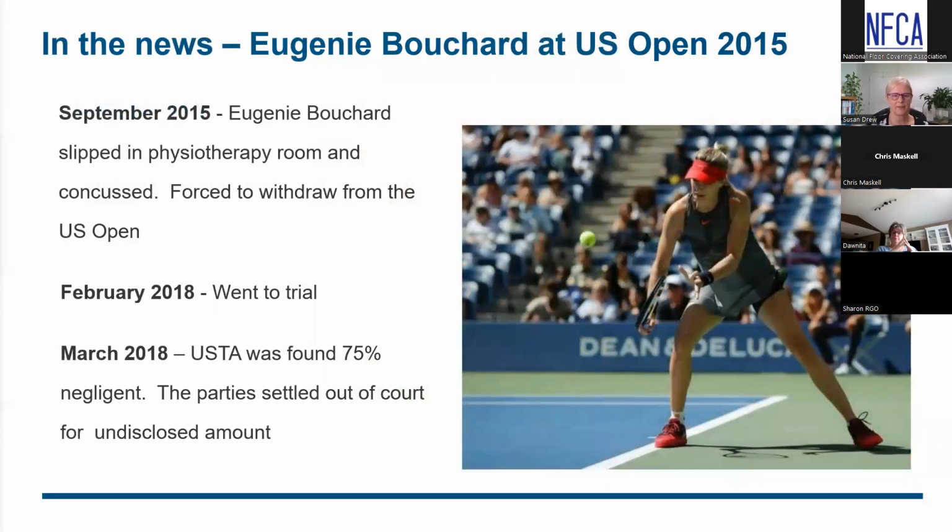Just a few examples of some litigation. This is a case that started in September 2015 when Eugenie Bouchard slipped and fell on an unknown slippery substance in a physiotherapy room. She was concussed and had to withdraw from the US Open. She sued for injuries and claimed negligence on the United States Tennis Association. It went to trial in 2018. And the two reached a settlement for an undisclosed amount. The USTA was found 75% negligent, so it would be forced to pay 75% of the amount of the damages.